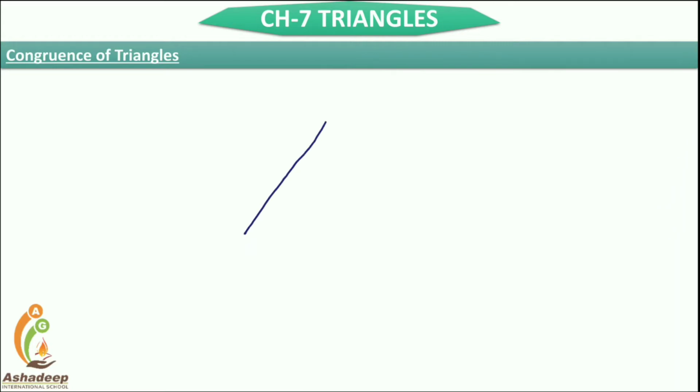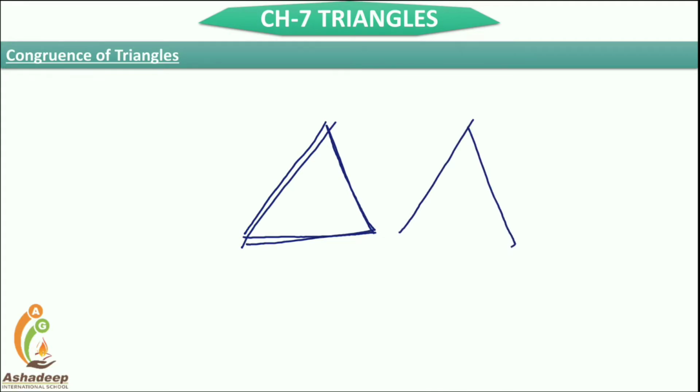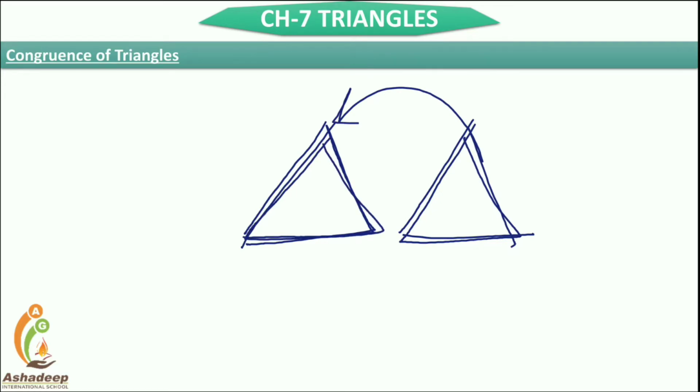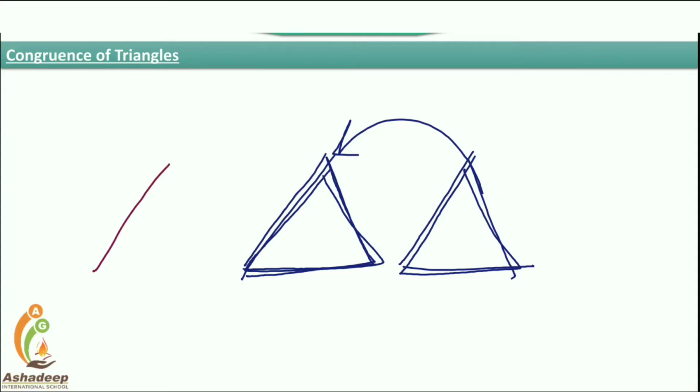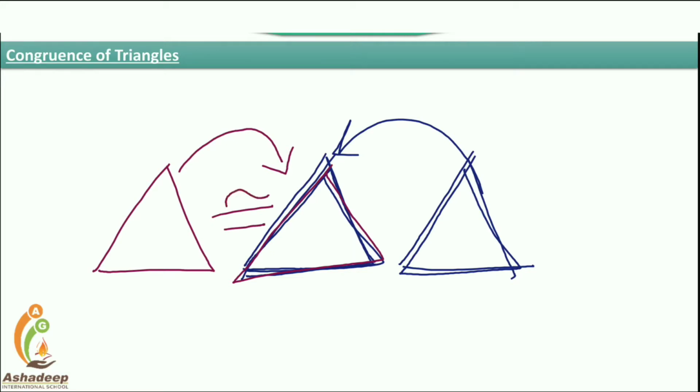See, for example, if I draw a figure, and I draw another figure which is exactly the same size and shape, and if I put this figure on this, let me take another color over here. If I draw this other figure and impose it onto this figure, exactly, then we can say both the figures are congruent figures, and this congruence symbol is denoted by this.